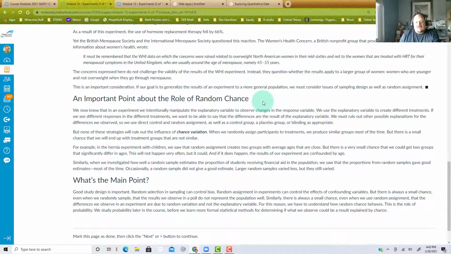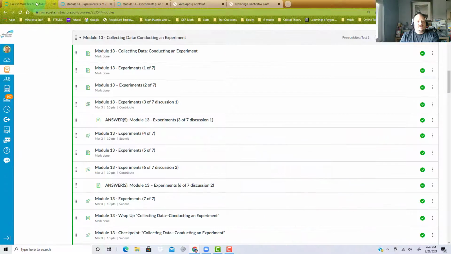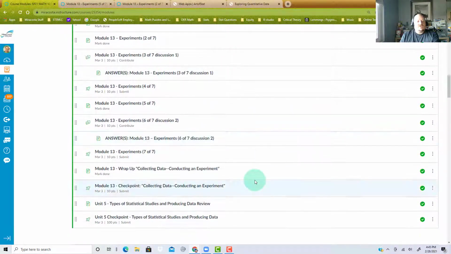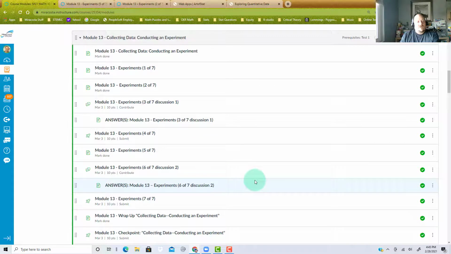In any case, I think understanding how we can try to control bias, how we can try to get everything we want out of an experiment, that's all that Module 13 is about. It's one of the shorter modules. I still hope you enjoy it. I hope you learn some pieces about how we can conduct a good experiment and why it's so important to follow these steps before we just start looking at the data.